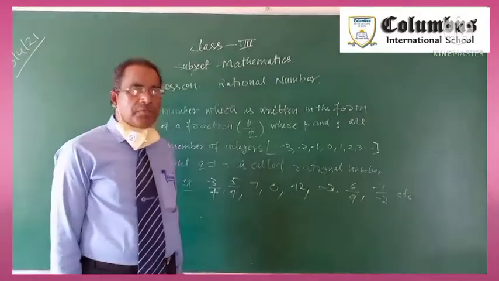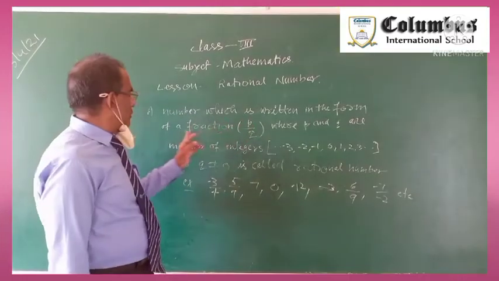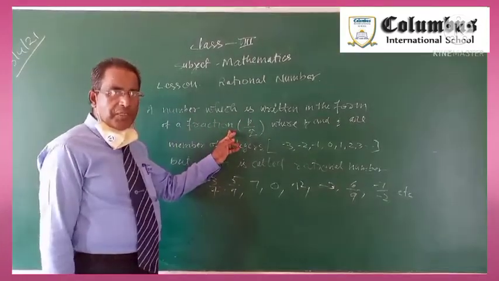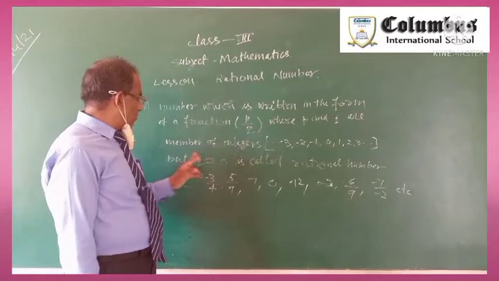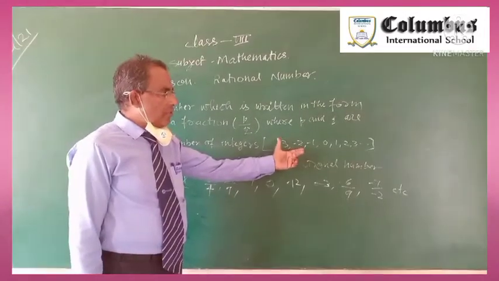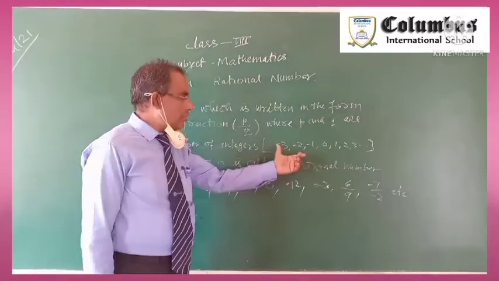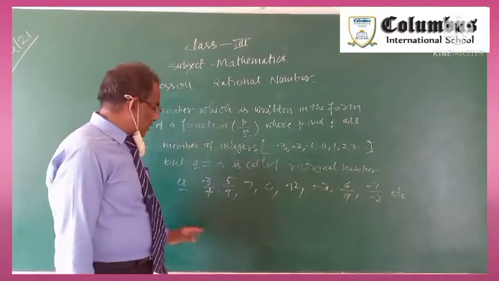I am going to give the definition of the rational number. A number which is written in the form of a fraction, that is p by q, where p is the numerator and q is the denominator, and p and q are members of integers. The negative integers, positive integers and 0 are called integers. But q is not equal to 0. Such a number is called a rational number.